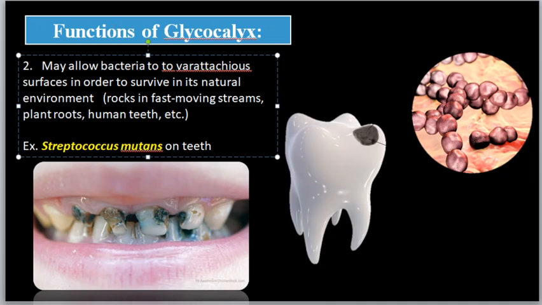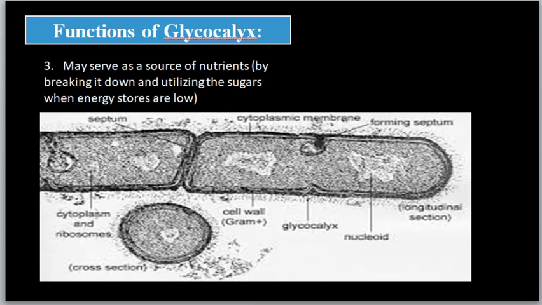Okay? Next. Third function of your glycocalyx, they may serve as a source of nutrient by breaking it down and utilizing the sugars when energy stores are low. So, di ba kanina nabanggit na one component of your glycocalyx is polysaccharide siya, meaning meron siyang sugar. Now, if kulang yung nutrient source doon sa environment ng isang bacteria, it can break down its own capsule or glycocalyx in order to get the sugars found in the glycocalyx, because it is composed of polysaccharides. Okay? So, yan yung another function niya.